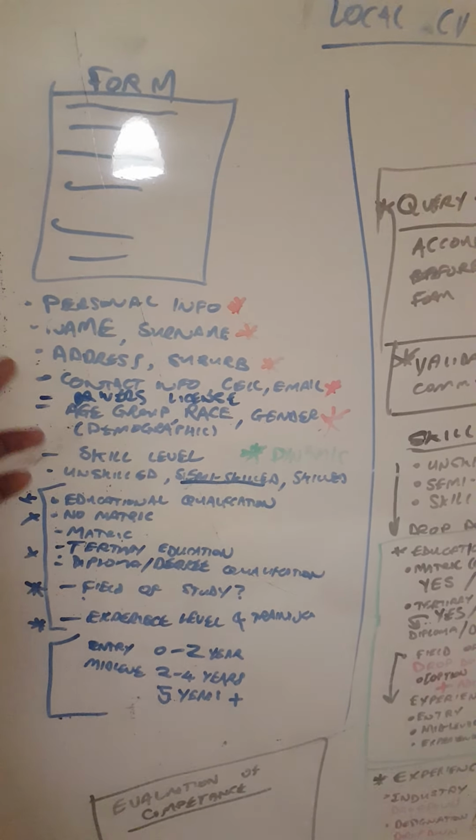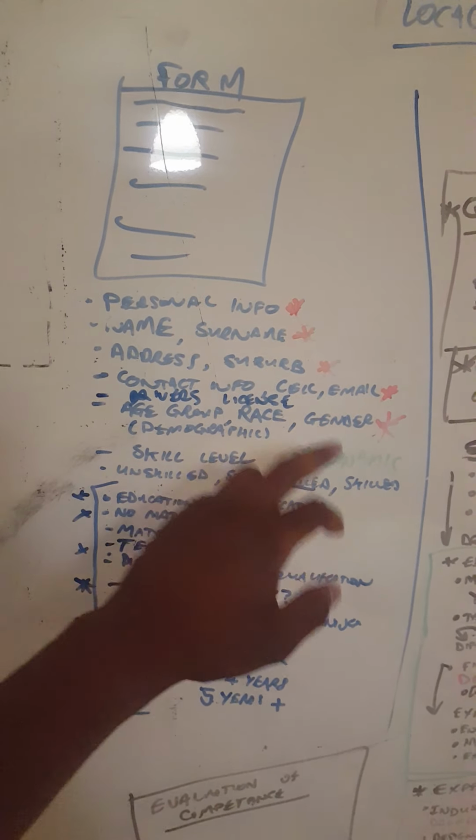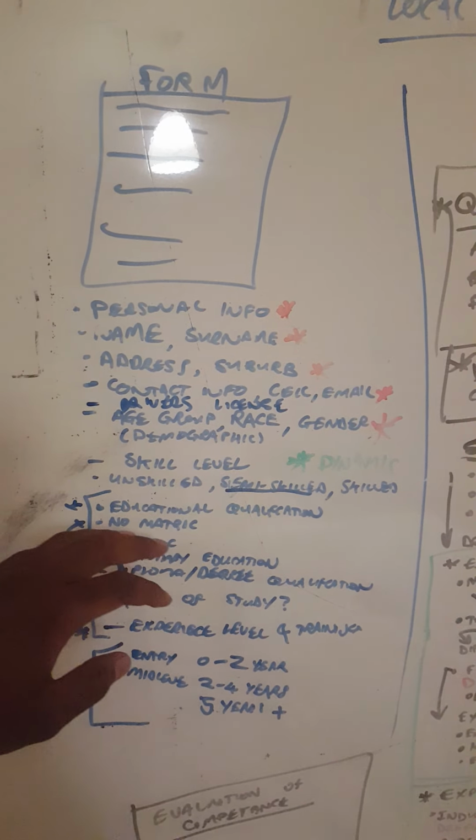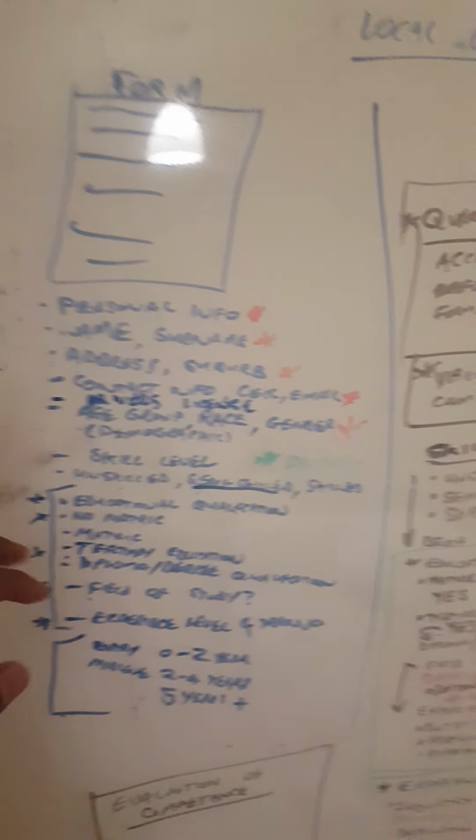Then dynamic would be driver's license. Do you have a driver's license? Yes or no? Your age group, your gender, your race, just sort of demographics, just for us to collect statistical information. The country we live in.